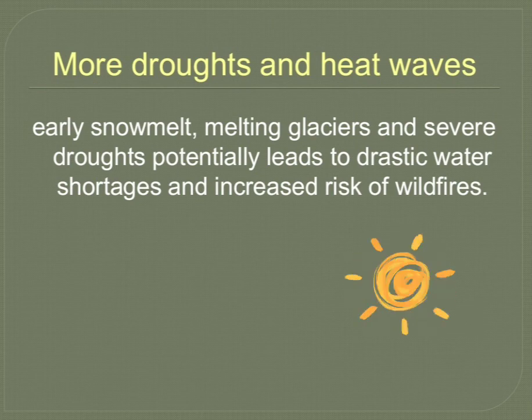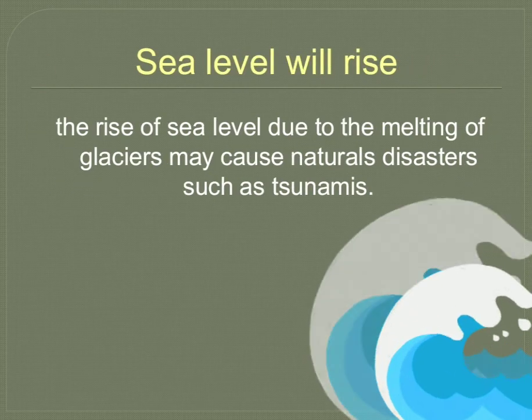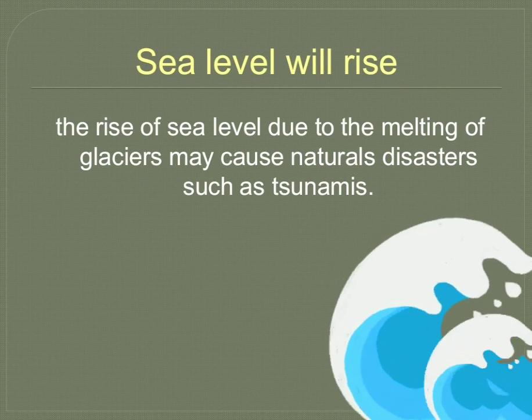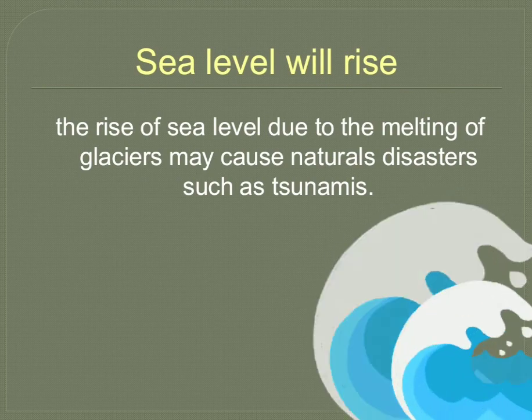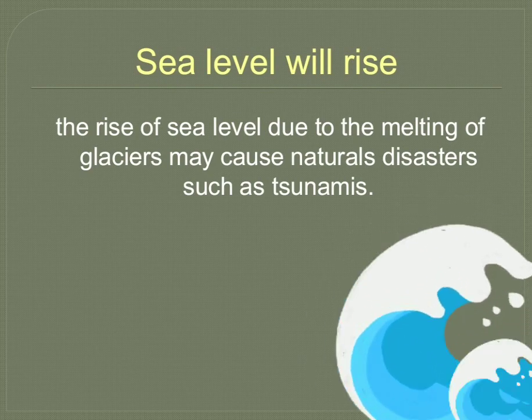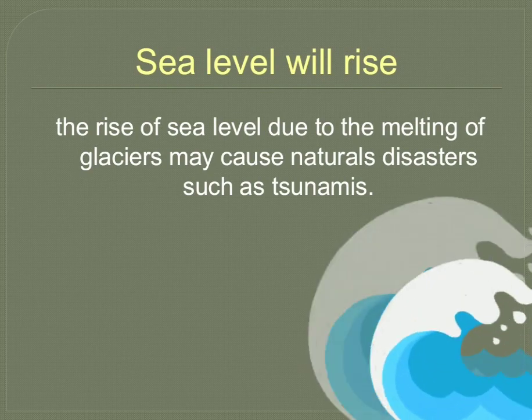Early snowmelt, melting glaciers, and severe droughts potentially lead to drastic water shortages and increased risk of wildfires. Furthermore, because of climate change, sea level will rise. The rise of sea level due to the melting of glaciers may cause natural disasters such as tsunamis.